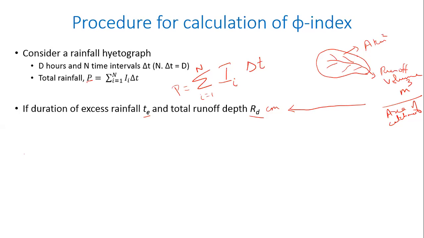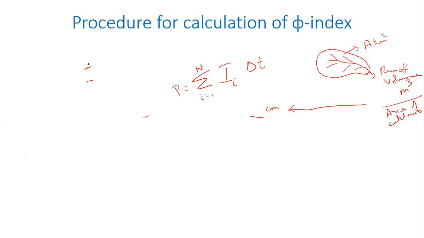Okay. Now here, why am I saying that the duration of excess rainfall is TE? Why am I not saying that the duration of excess rainfall is the same as capital N? Sometimes the rainfall intensity might be lower than the phi index. Yeah, so let's just go back to the previous slide. That will explain it very clearly.